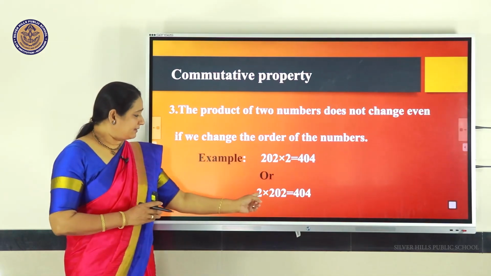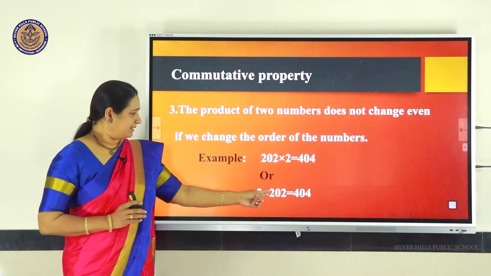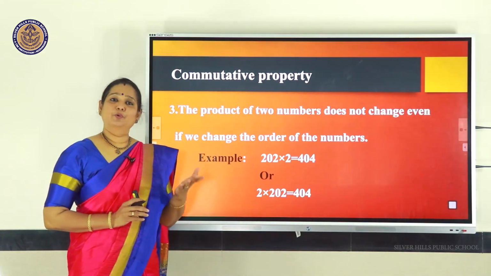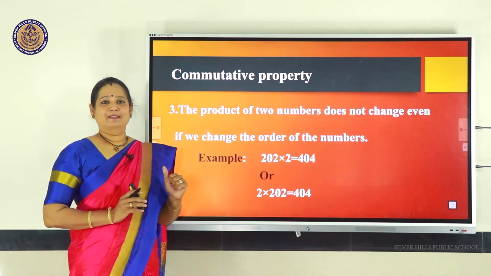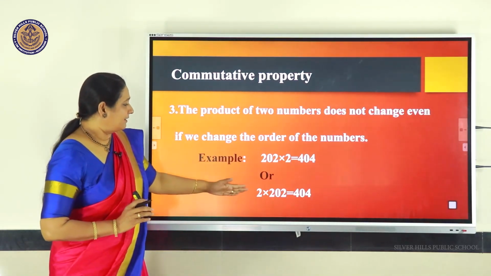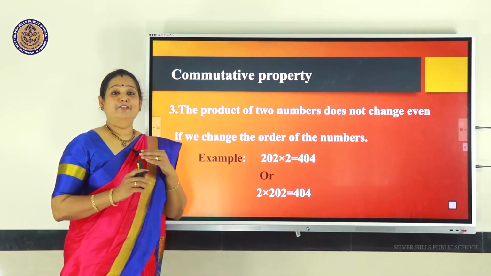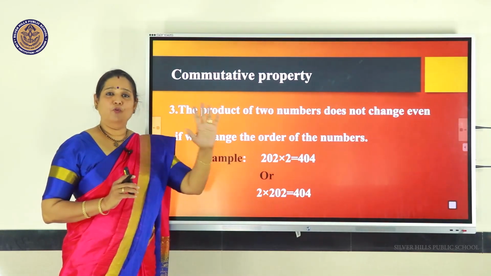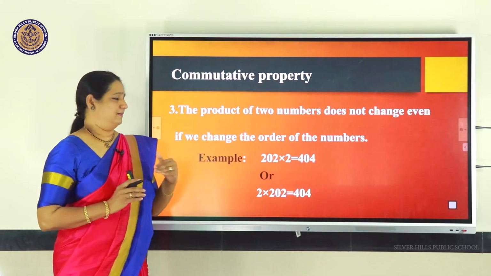So, in the second one, you have changed the factors. First you wrote 2 into 202. 2 into 202 is also 404. Is it clear? What is here? We have learned that in commutative property, we are going to move. Think, move means commutative property. We are changing the order.